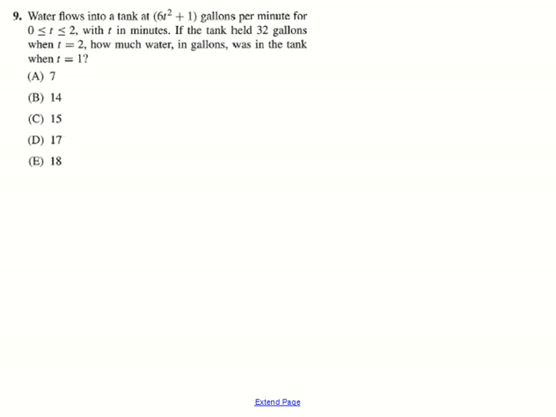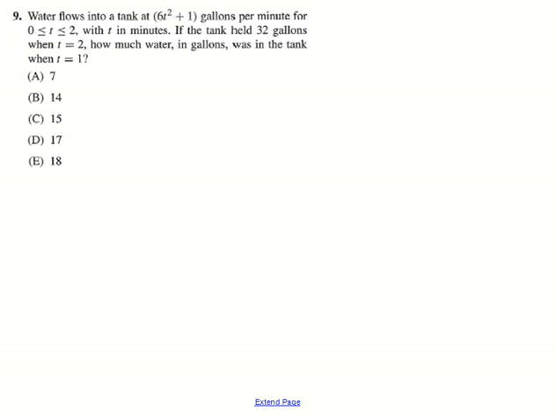Okay. Number 9 says water flows into a tank at 6t squared plus 1 gallons per minute for time in between 0 and 2, with time measured in minutes. The tank held 32 gallons when t equals 2. How much water in gallons was in the tank when t equals 1?